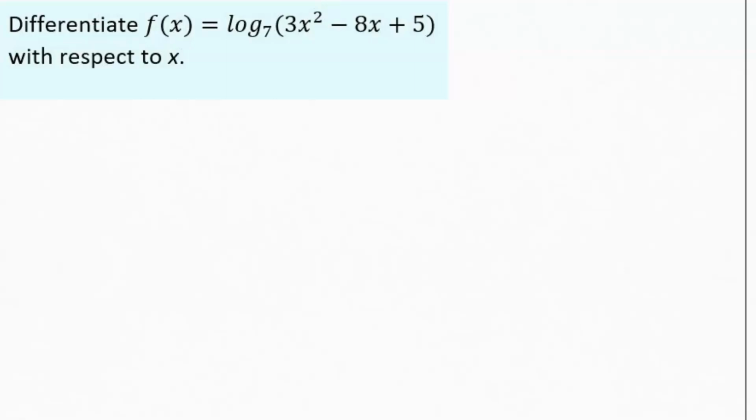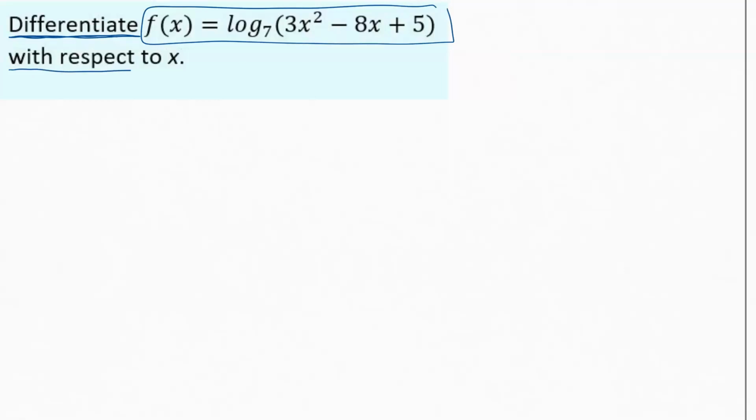Here we're being asked to, again, differentiate, which is just math talk for saying find the derivative of this given equation. And then they always throw this language in, with respect to x. That's just telling us what variable we're looking at. So what we're trying to find the derivative of is f of x equals log base 7 of 3x squared minus 8x plus 5. Remember, that's of something. So that 3x squared minus 8x plus 5 is inside our log right there.